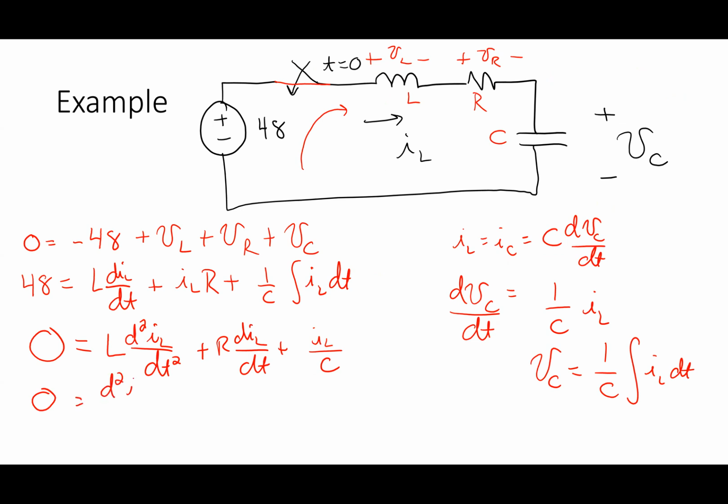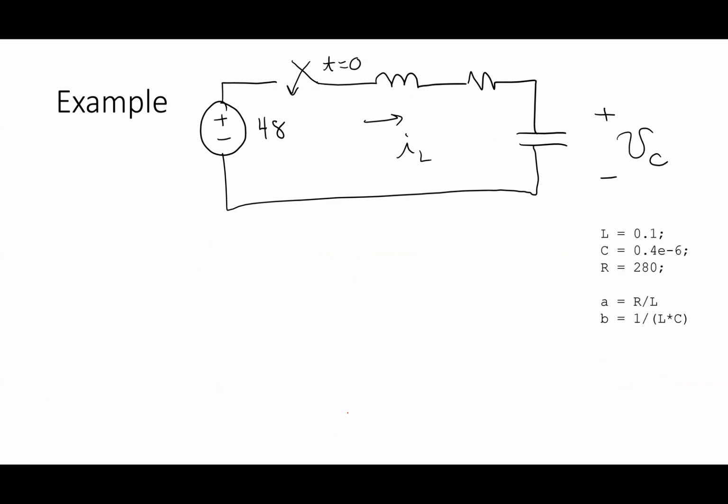So d squared IL by dt squared plus R over L dIL by dt plus IL over LC. Okay. So that's my final differential equation. We'll write it here. So 0 equals d squared IL by dt squared plus R over L dIL by dt plus 1 over LC times just plain old IL.